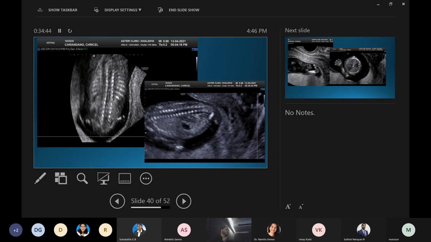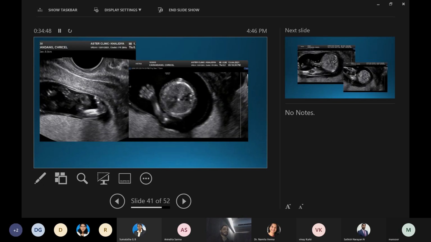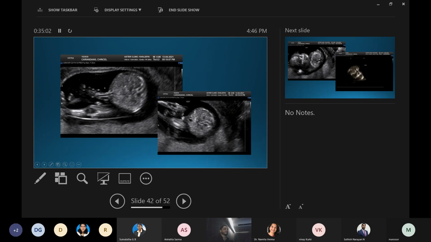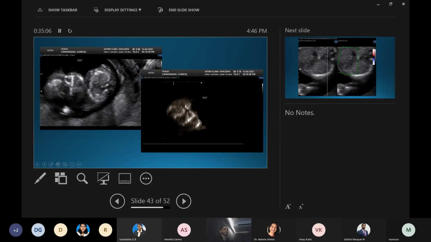Like for spine, we got this image, the coronal and the sagittal, and the baby's hand, the baby's leg. We are seeing the relationship of leg and foot, no club foot. We are seeing the fingers 1, 2, 3, 4. The thumb is here, if you can see that. The cord insertion and the kidneys and the bladder, the premaxillary triangle.